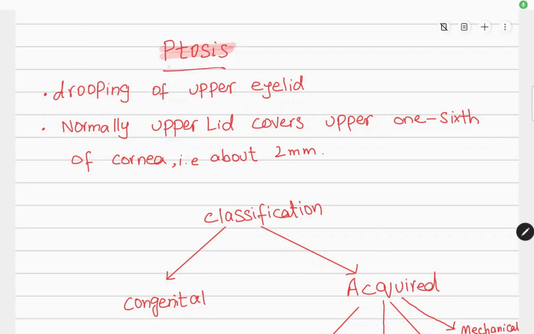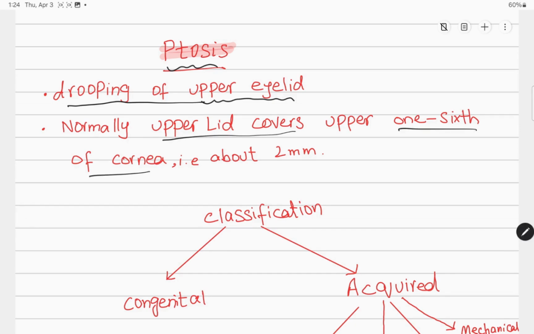So today we are going to discuss ptosis. What is ptosis? Ptosis is the drooping of the upper eyelid. Whenever we are talking about ptosis, it's always about the upper eyelid. So what is the normal location of the upper eyelid? In ptosis, the eyelid is low as compared to its normal or standard level. Normally, the upper eyelid covers about 1/6 of the cornea, or about 2 millimeters, according to some books.